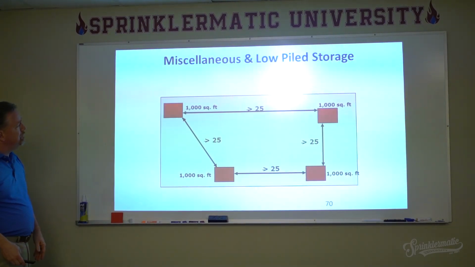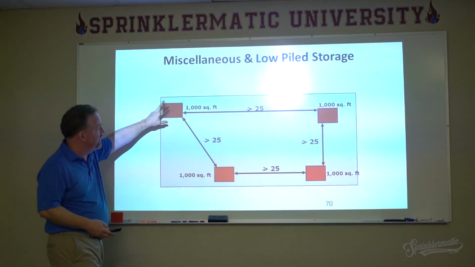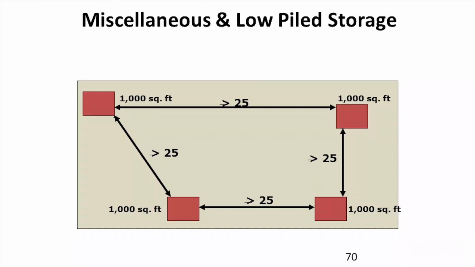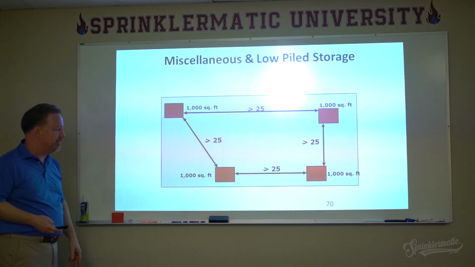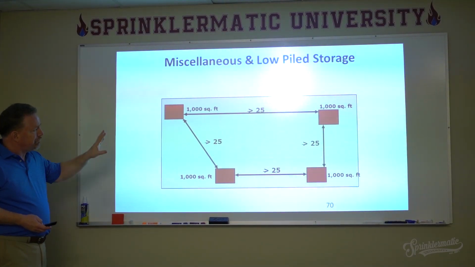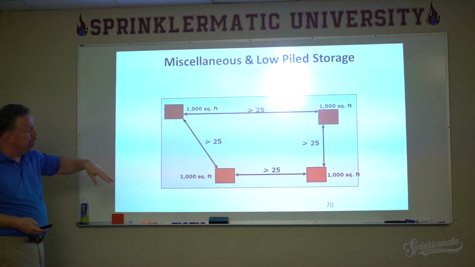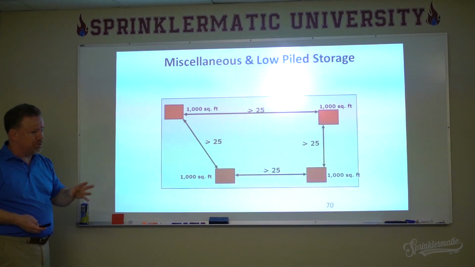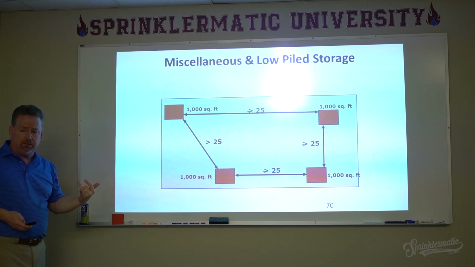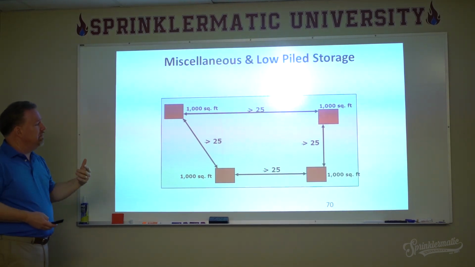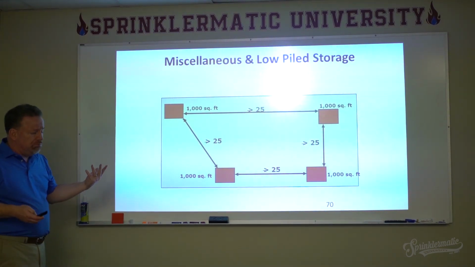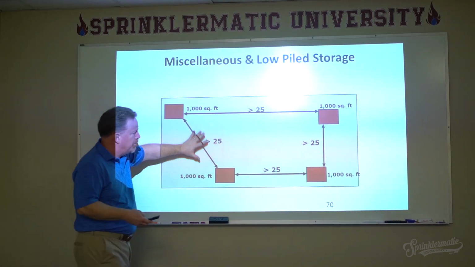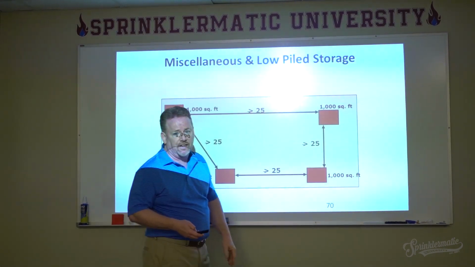Now the miscellaneous definition looks like this. Okay, remember we said piles 4,000 square feet separated by 25. No more than 4,000 to the whole space of 10,000. So that's miscellaneous storage. The low pile storage is something quite different, in that it could take up all of this space as long as it's under 12 feet.